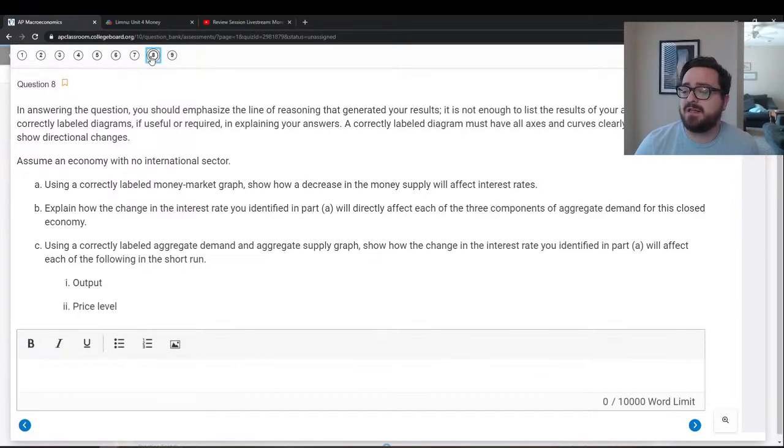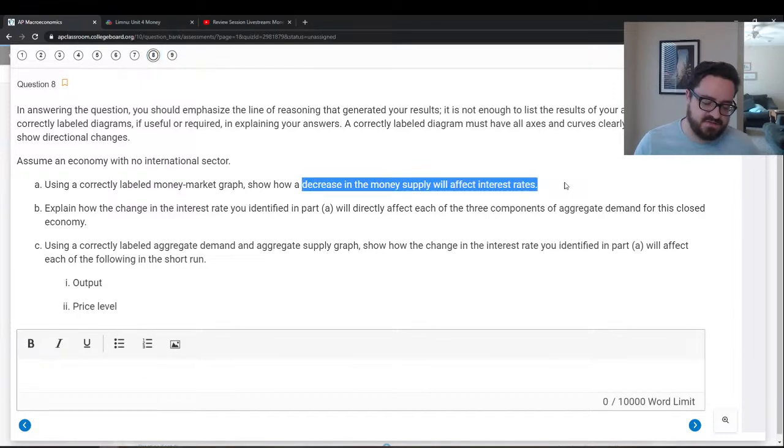A, using a correctly labeled money market graph, show how a decrease in the money supply will affect interest rates. If you had this FRQ and you missed this point, I would have fought you. I would have fought you. Because it doesn't ask you to do anything. It just tells you, hey, draw a decrease in the supply. Hey, nerd, draw a decrease in the supply.